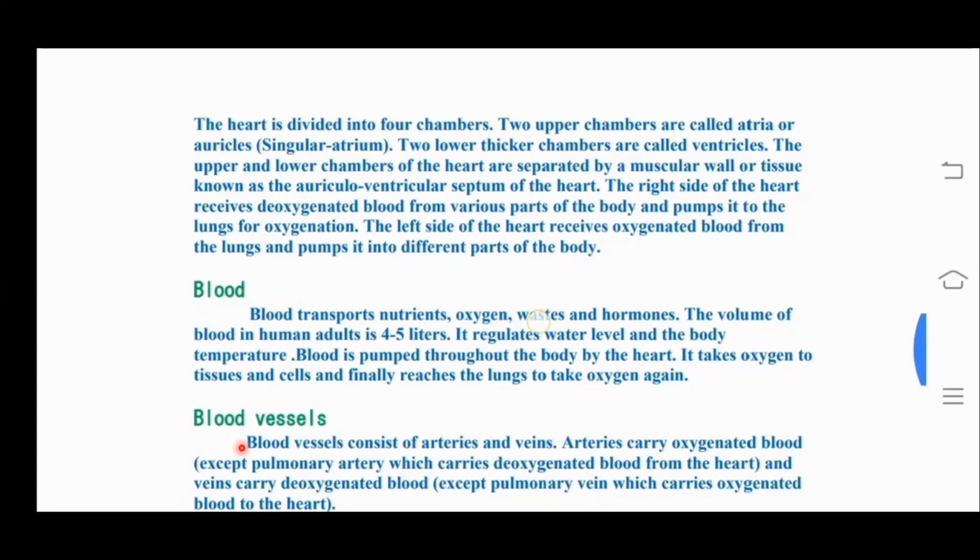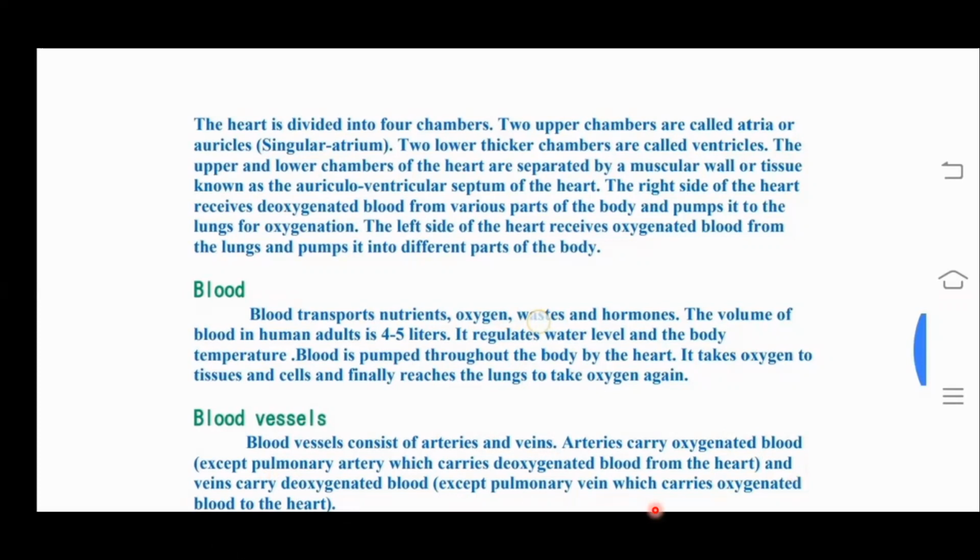Now, blood vessels. Blood vessels consist of arteries and veins. Arteries carry oxygenated blood, except the pulmonary artery, which carries deoxygenated blood from the heart, and veins carry deoxygenated blood except the pulmonary vein, which carries oxygenated blood to the heart.